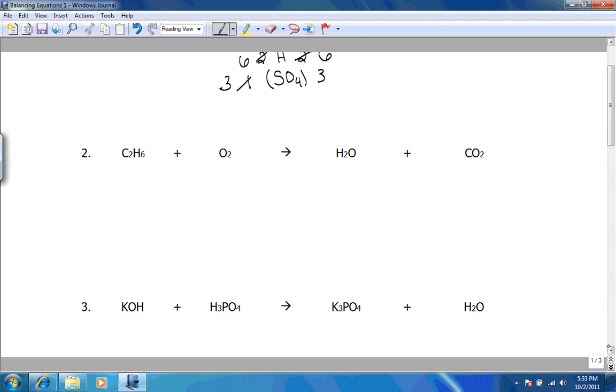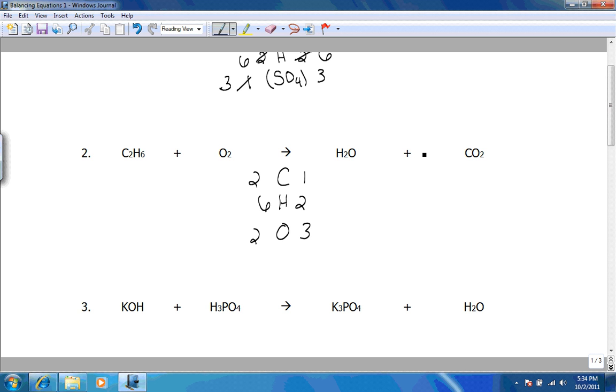Alright, we're going to do the exact same pattern again. We have carbon, hydrogen, and oxygen. Here we have 2 carbons on this side, and 1 carbon on this side. We have 6 hydrogens over here, and 2 hydrogens over here. And oxygens, we have 2 here, and then you notice we have 1 here, but we have 2 more here. So all together, between the 2 compounds, we have 3 oxygens.